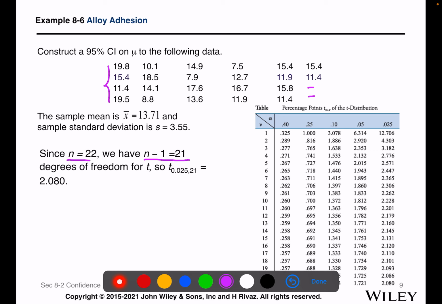The reason is that that's how this distribution works. The numbers that are provided here in this table are n minus 1s, these are not n. So the first thing you do, you subtract 1. So n minus 1 is 21. And then you have to calculate x bar, which is relatively easy. It's 13.71.